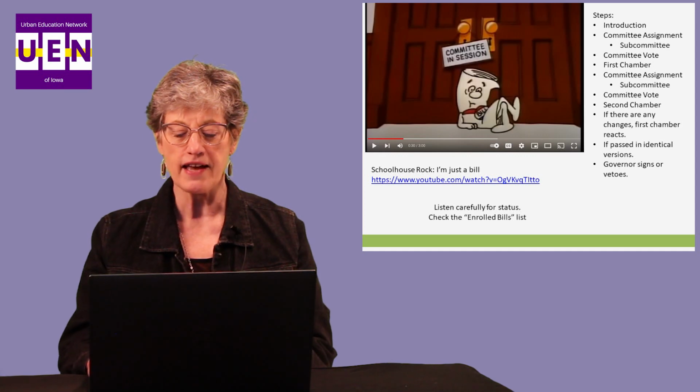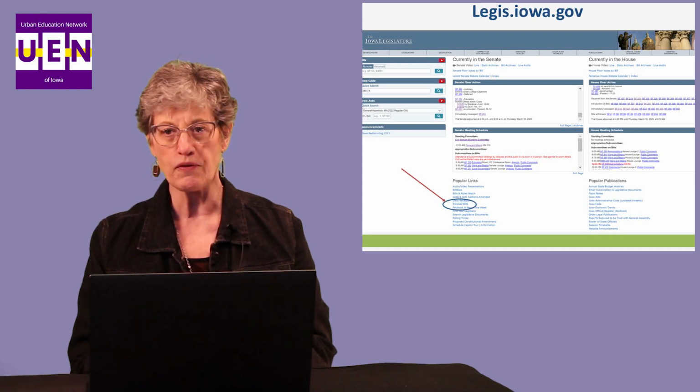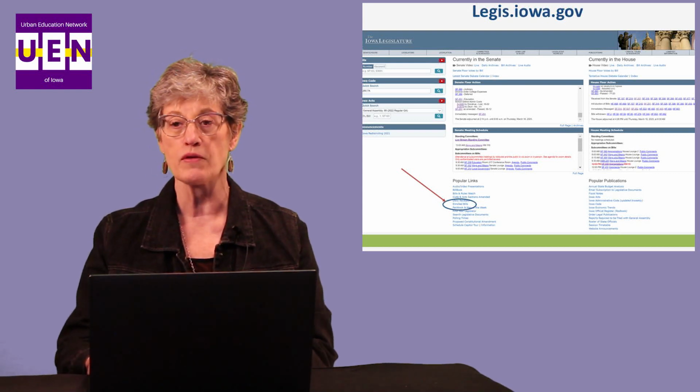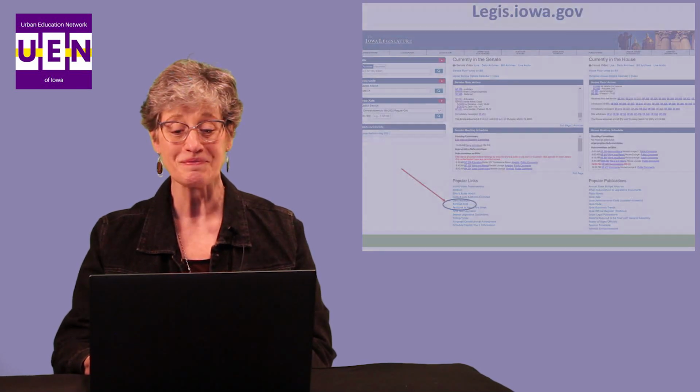Listen carefully for the status and check the enrolled bills list, which you can find on the legislative homepage down toward the bottom, and that will show you if a bill has actually made it to the governor's desk and whether it's pending the governor's signature, veto, or if she's actually signed it into law.